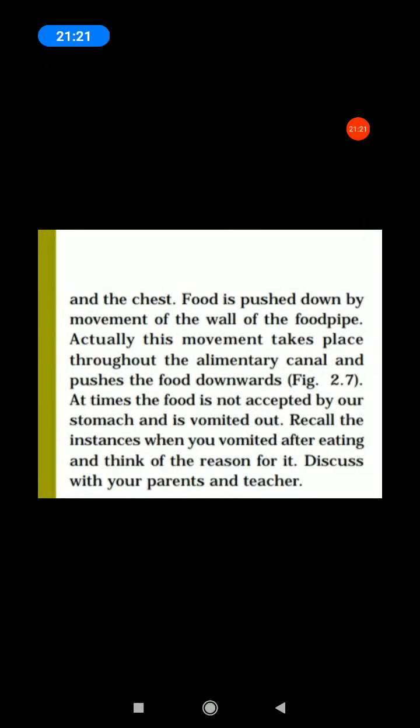Peristalsis takes place throughout the alimentary canal and pushes the food downwards. At times, food is not accepted by our stomach and is vomited out. Listen, recall the instance when you vomited after eating and think of the reason for it.